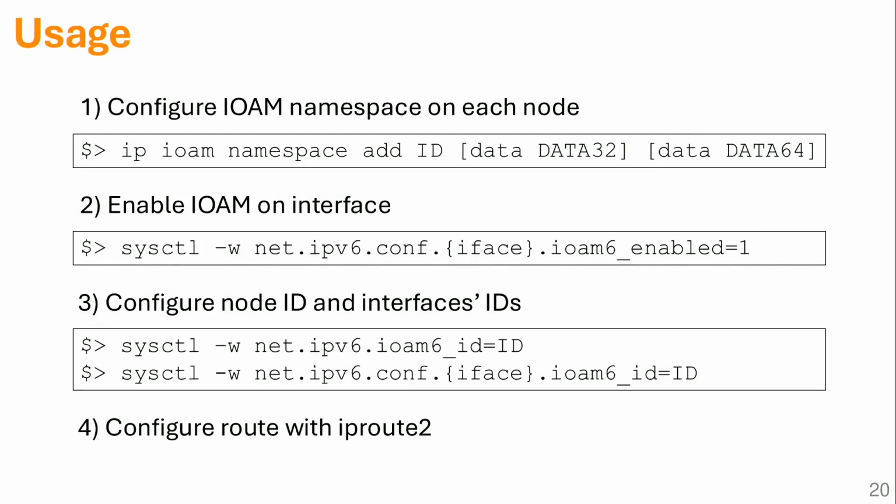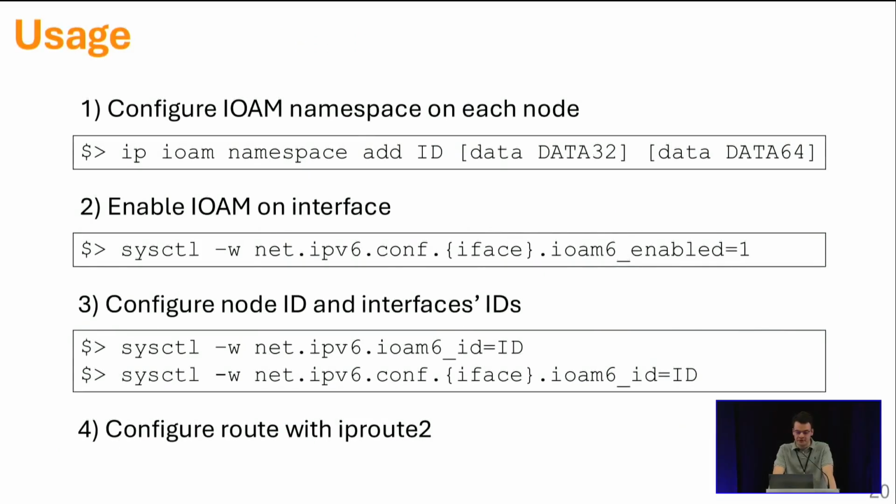Okay, so how to use IOM Direct Exporting in the kernel? First, you need to configure the namespace on the node with IP route. Then you need to enable IOM on the interface with sysctl. You also need to configure the ID of the node and the ID of the various interfaces with sysctl. And finally, you configure the lightweight tunnel with IP route and the command that we saw on the previous slide.